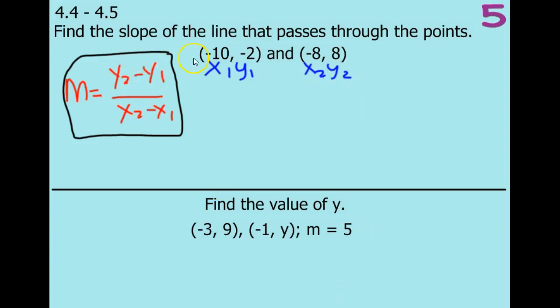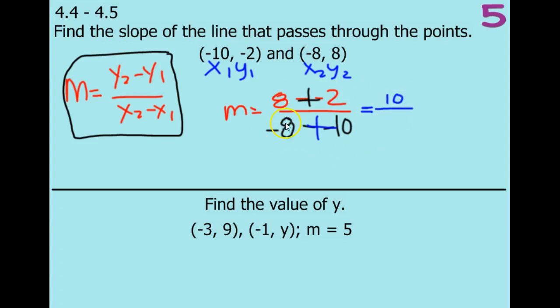And plug them in. It says y2 minus y1, so y2, which is 8, minus y1, which is a negative 2. Two negatives make a positive. And then on the bottom, x2 minus x1, we have negative 8 minus x1, which is a negative 10. Again, those make a positive. 8 plus 2 is 10. And on the bottom, negative 8 plus 10. There's 2 more positives. And if we simplify this even further, we can divide by 2. And we get 5 over 1, or just 5.